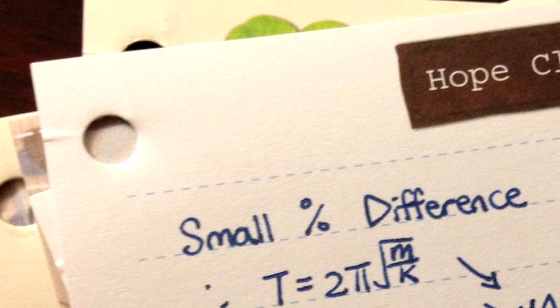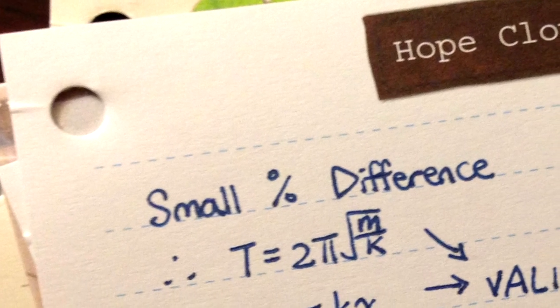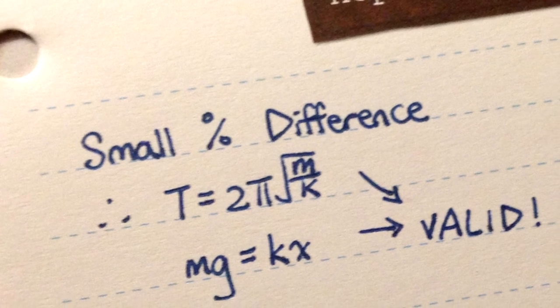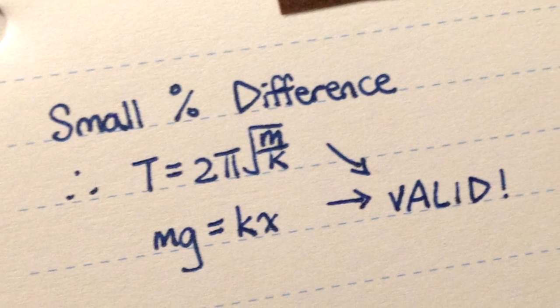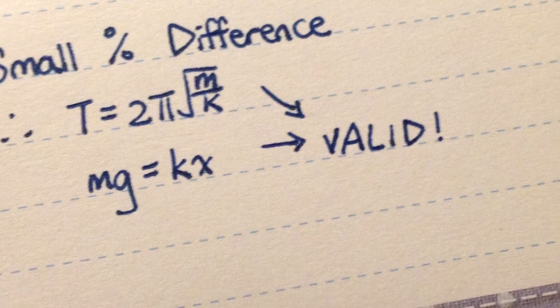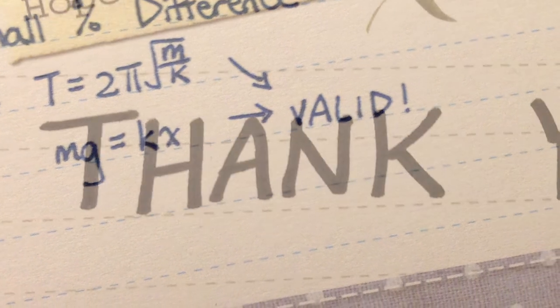Since the percent difference is quite small and can be easily blamed on experimental errors, we can conclude that indeed, T equals 2π root m over k and mg equals kx are both valid equations. They yield very similar spring constant values.